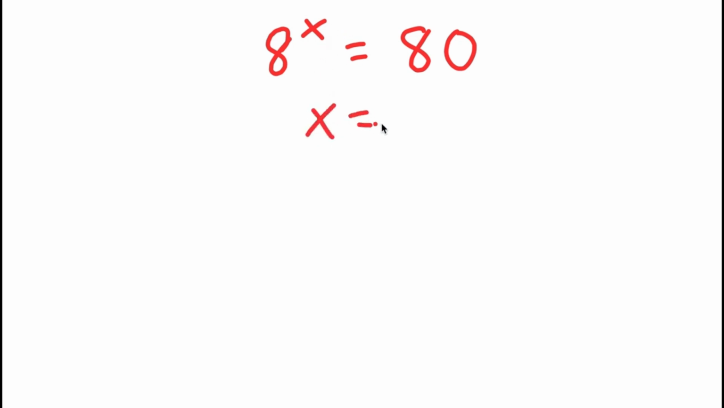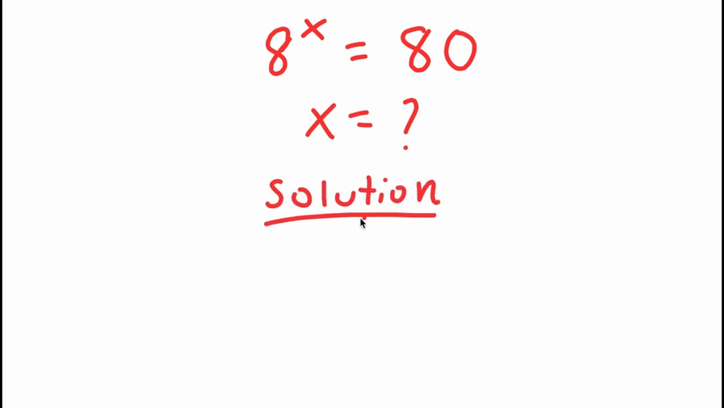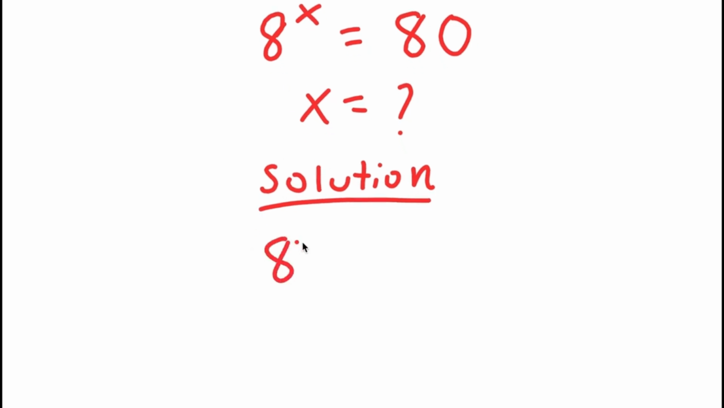Alright, so in this video, I'm going to be solving the equation 8 to the power of x is equal to 80. My only variable in this equation is x, so that's what I'm going to be solving for. And now for my solution. I'm going to rewrite my equation here. 8 to the power of x is equal to 80.